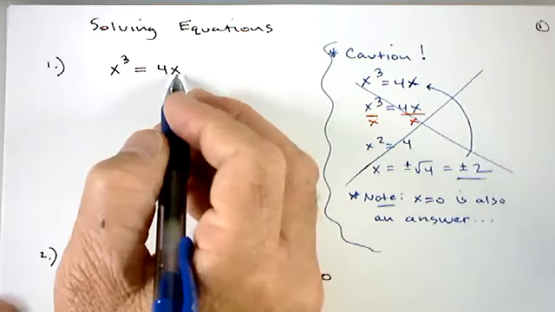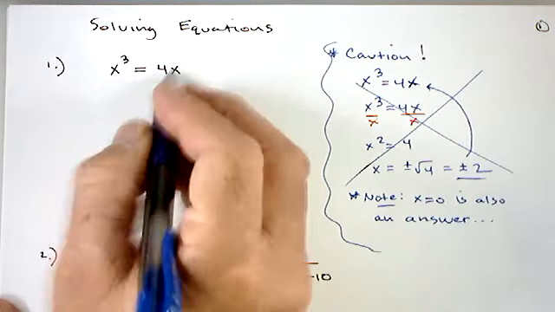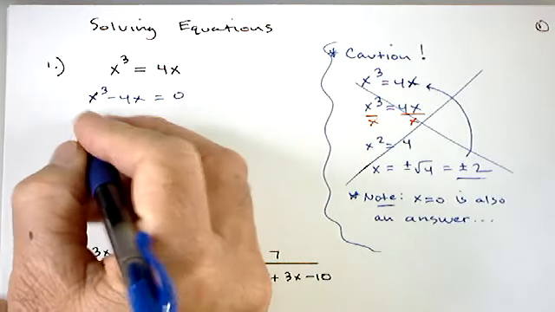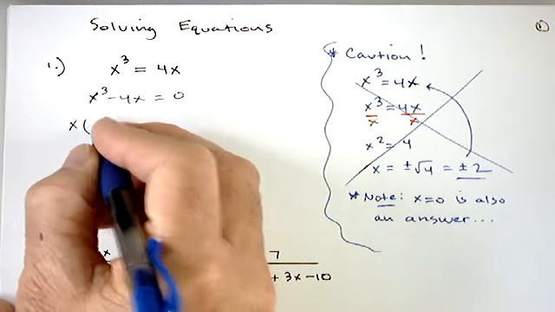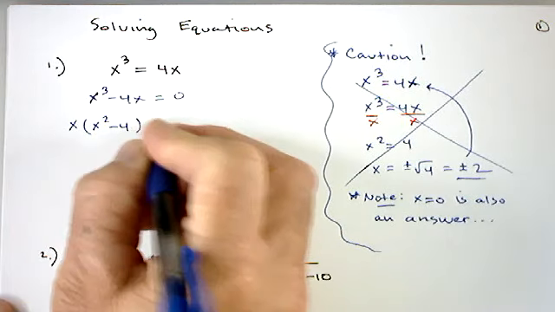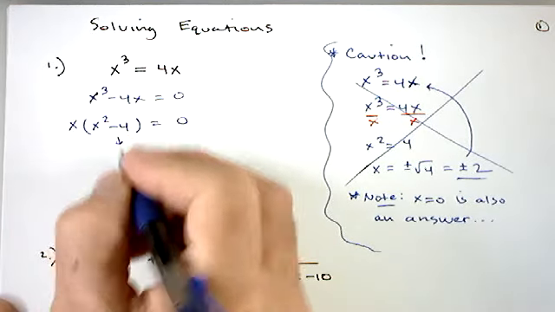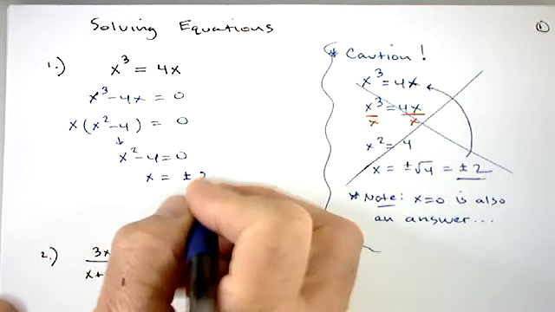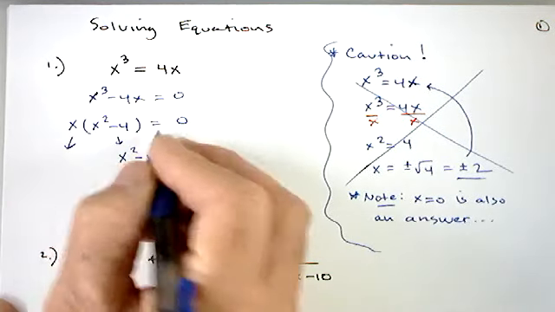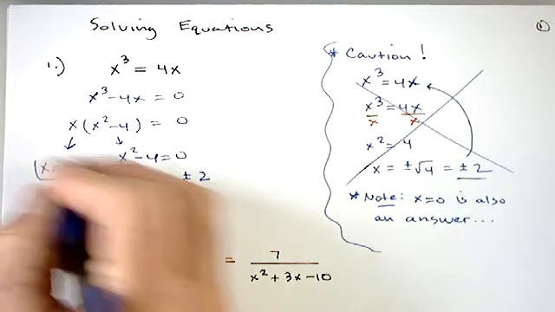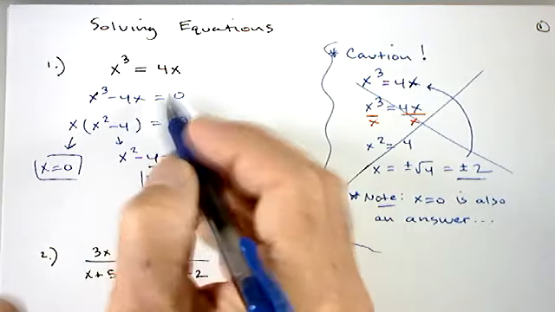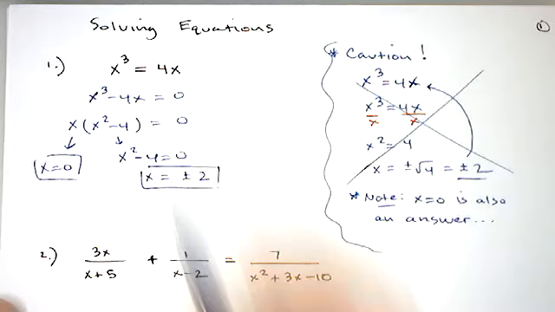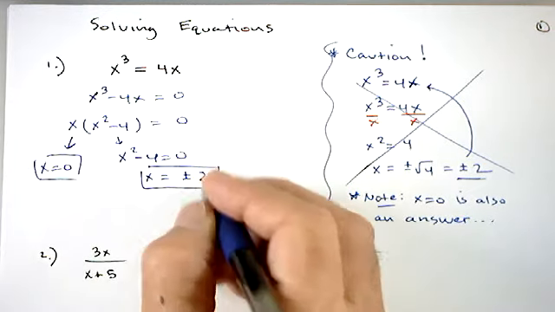So instead of dividing by x, what could you do? Well, you could move the 4x over, set this equal to 0, and do some factoring. So if I pull out an x, that leaves me with x squared minus 4. So here, if I set this equal to 0, that gives me x equals plus or minus 2. And here, x equals 0 is my other answer. So I get the same two answers here. So yeah, generally speaking, don't divide out variables. Instead, move things over, and you're always better off factoring when you're solving equations like these.